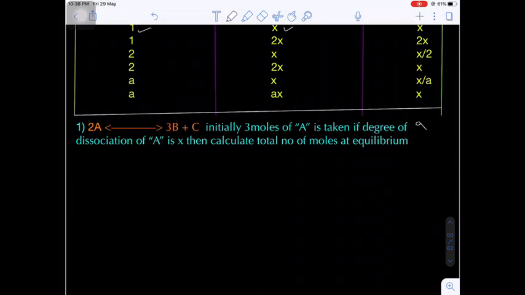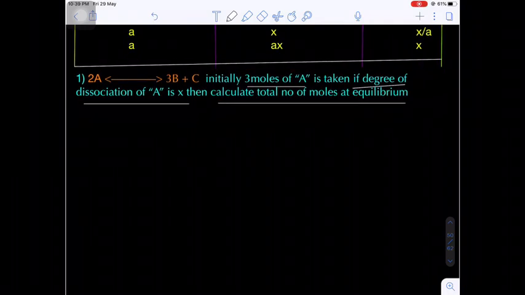Okay, now we have one problem here. 2A in equilibrium with 3B plus C. Initially 3 moles of A are taken, and the degree of dissociation of A is given as X. Calculate the total number of moles present at equilibrium.